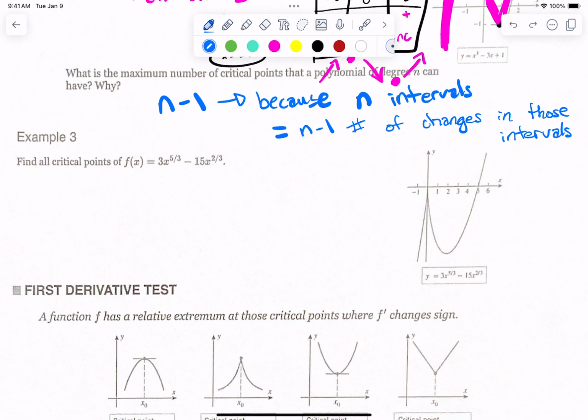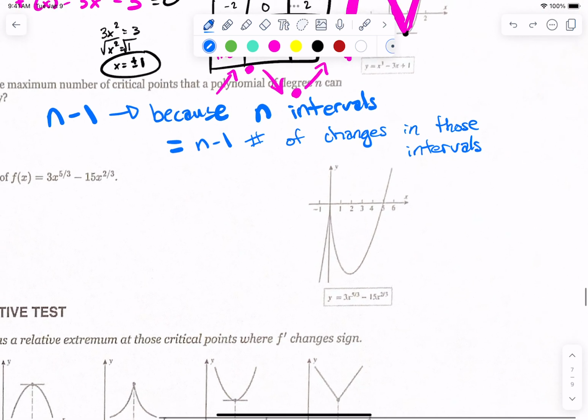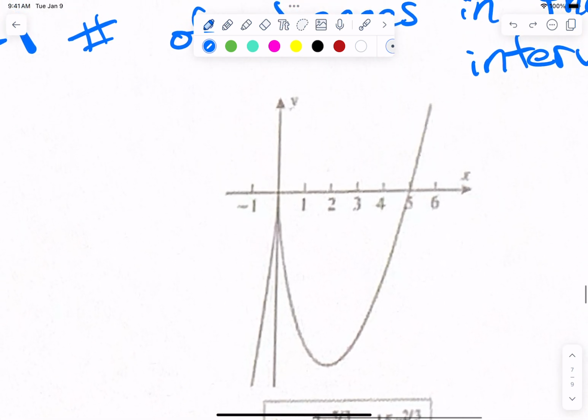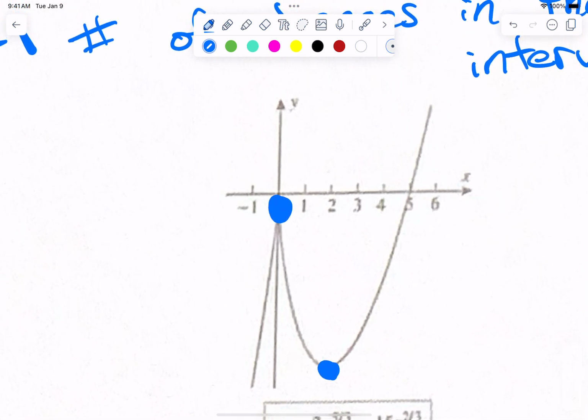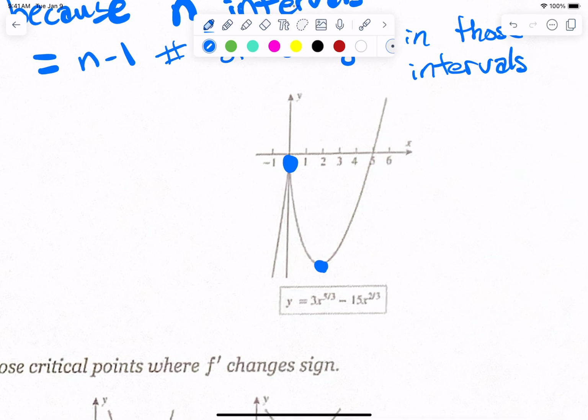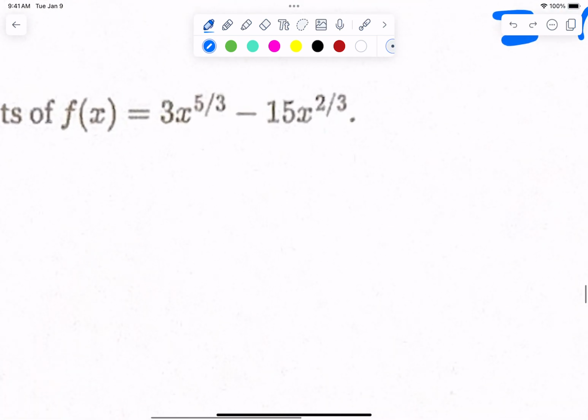Next one. I am interested to see how this one's gonna work. Oh, yucky. How many critical numbers do you think we should get over here? 2? 3? One here and one here? That's 3. Where's the third one? I don't know if that's gonna give us that. Hold on, I know exactly what's gonna happen.